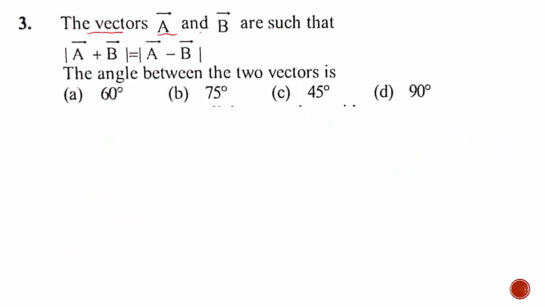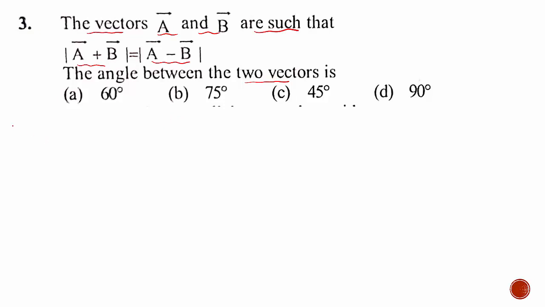The vectors A and B are such that mod of A plus B is equal to mod of A minus B. Here it is given one condition, mod of A plus B is equal to mod of A minus B. Then the angle between the two vectors is, again we have to find the value of theta here, but the condition is given mod of A plus B equal to mod of A minus B.